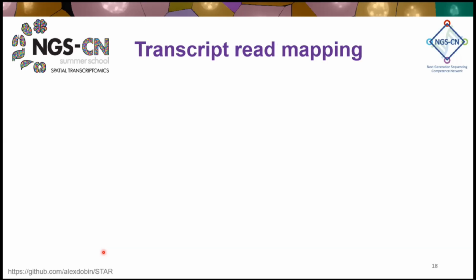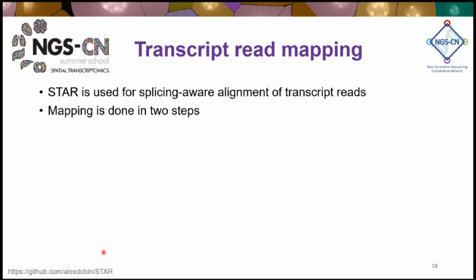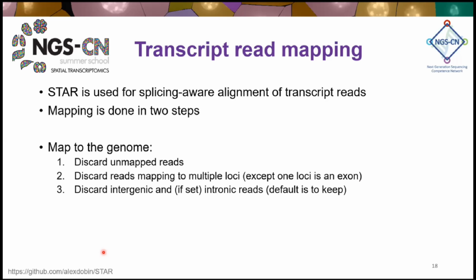So next, we come to the mapping, and now we will map the transcript reads to the genome. CellRanger uses STAR for mapping so that we can do splice-aware alignments. The mapping is done in 2 steps. In the first step, the reads are mapped to the genome, and then unmapped reads are discarded. Reads that map to multiple loci are discarded unless one of the loci is an exon.